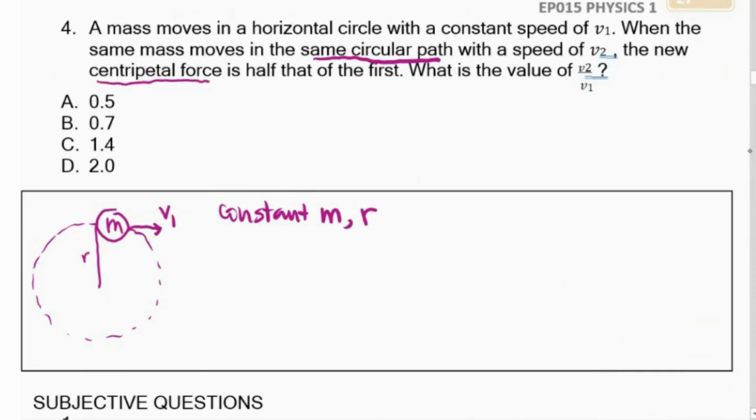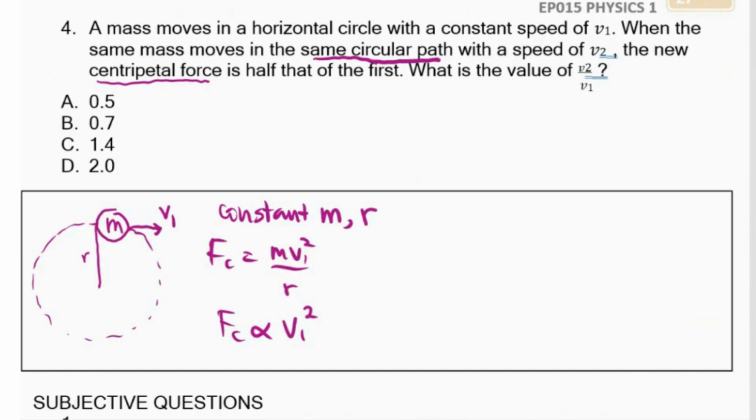It says here the centripetal force is half of the first. When the same mass has speed v2, the new centripetal force is half of that of the first. What that means is we can take out the formula for centripetal force, which is m v squared divided by r. For the first circle, the first mass m has v1. Since the mass and the radius are constant, the relationship between centripetal force and v is directly proportional to the square of v.